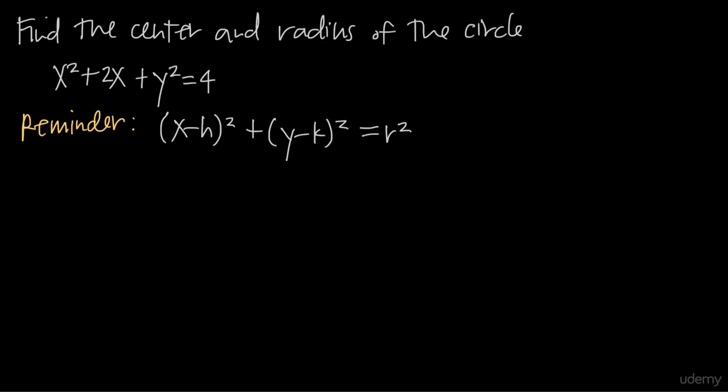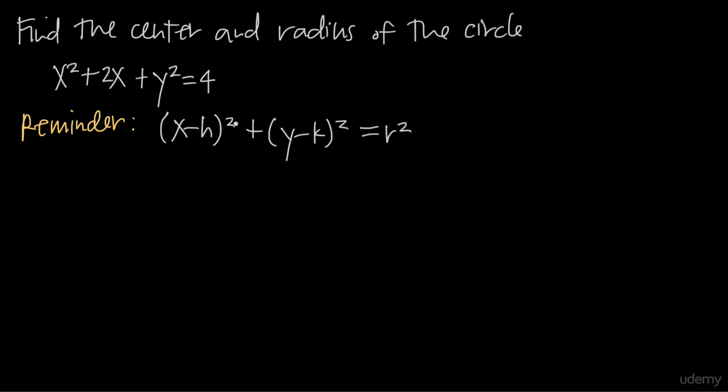In this video, we're talking about how to find the center and radius of a circle. In this particular problem, we've been given the equation x squared plus 2x plus y squared equals 4. We know that this equation represents a circle because we have an x squared term and a y squared term. So the easiest way to find the center and radius of a circle is to transform the equation so that it's in this form here.